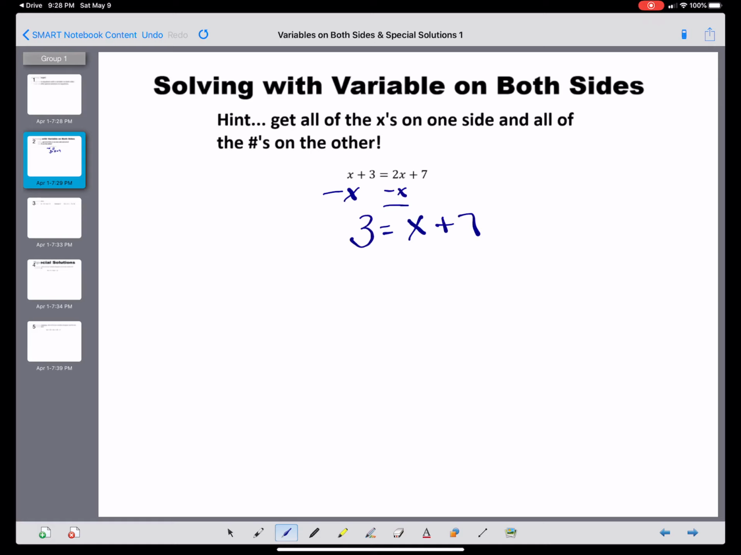So I need to move this 7. I'm going to go opposite, which is negative 7, to both sides. And I end up with x is equal to negative 4. It's okay to have the x on the right hand side. You don't always have to have it on the left.